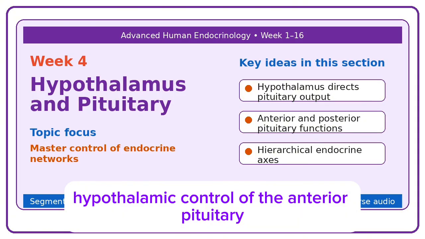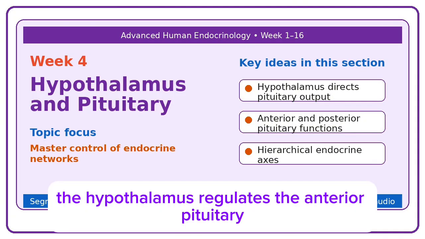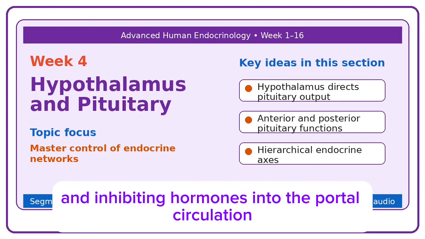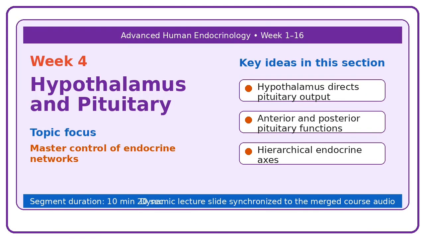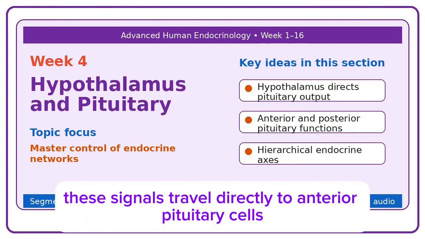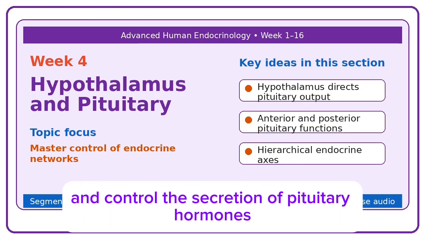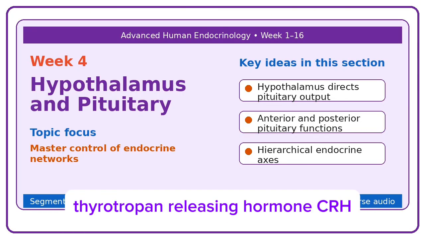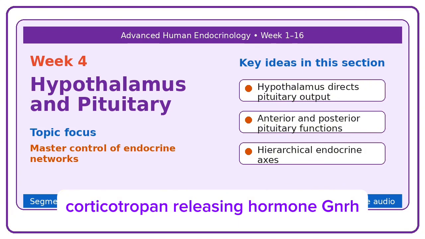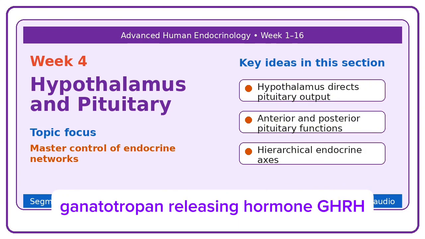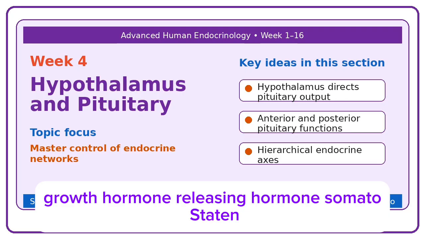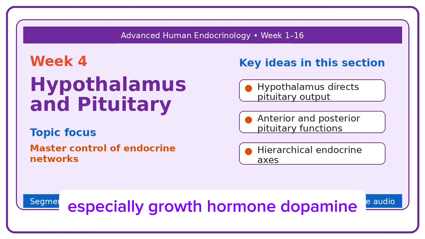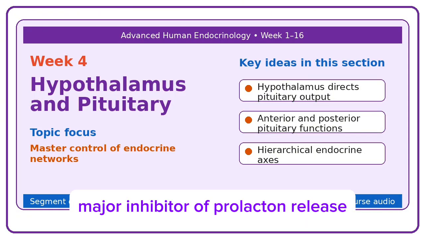3. Hypothalamic control of the anterior pituitary. The hypothalamus regulates the anterior pituitary by secreting small amounts of releasing hormones and inhibiting hormones into the portal circulation. These signals travel directly to anterior pituitary cells and control the secretion of pituitary hormones. Important hypothalamic regulators include TRH, thyrotropin-releasing hormone; CRH, corticotropin-releasing hormone; GnRH, gonadotropin-releasing hormone; GHRH, growth hormone-releasing hormone; somatostatin, an inhibitory regulator of several endocrine outputs, especially growth hormone; and dopamine, the major inhibitor of prolactin release.